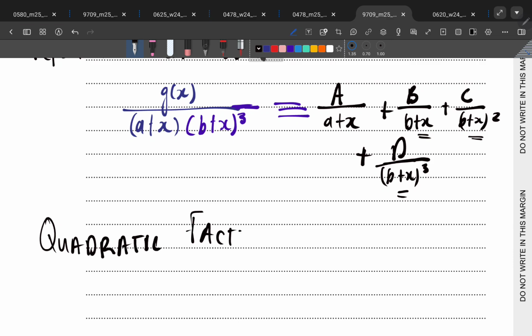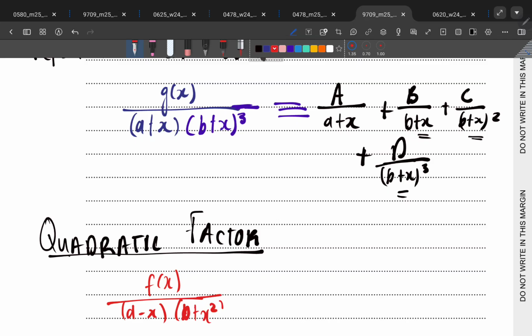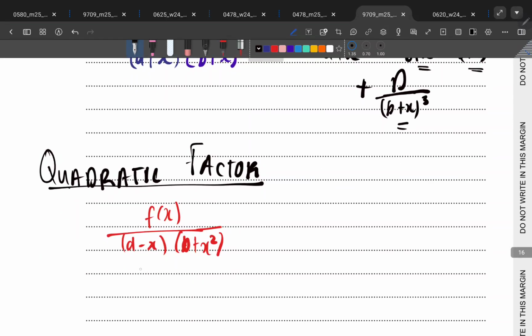Quadratic factor. Right. Now, how do we separate this? Let's say you have some function f of x over a linear factor a minus x, but this one is multiplied by another one, which is b plus x squared. Here we have a linear factor, so when we split this, it will be some letter A over a minus x. But when we get to this one, you look inside the bracket and you see that the highest power of x is 2. This makes it a quadratic factor.